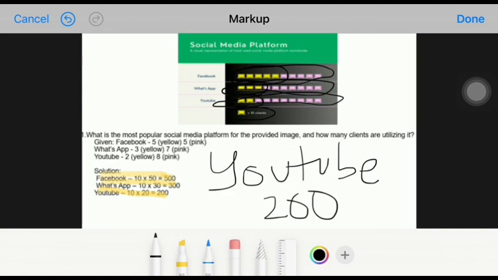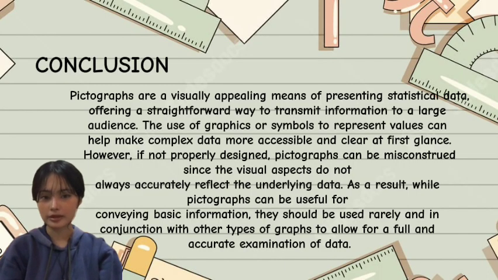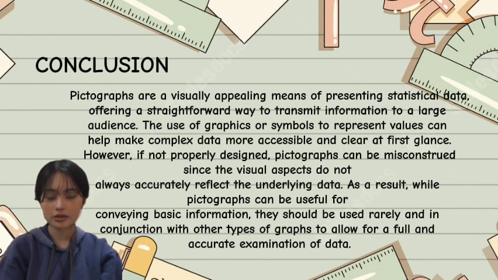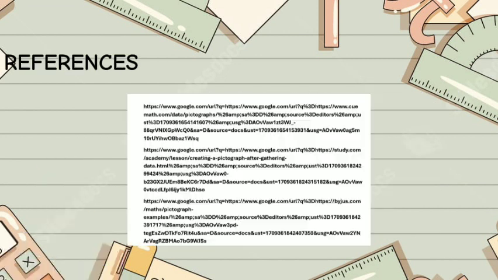That's all. Thank you. Pictographs are a visually appealing means of presenting statistical data, offering a straightforward way to transmit information to a large audience. The use of graphics or symbols that represent values can help make complex data more accessible and clear at first glance. However, if not properly designed, the graphics can be misconstrued since the visual aspects do not always accurately reflect the underlying data. As a result, while pictographs can be useful for conveying basic information, they should be used rarely and in conjunction with other types of graphs to allow for a full and accurate examination of data.